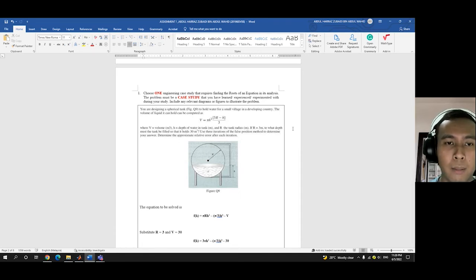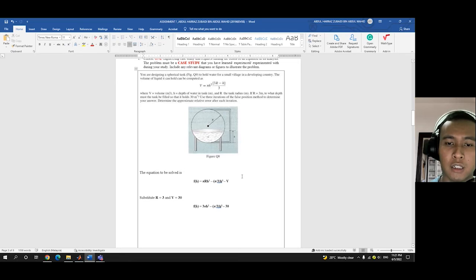Today, I'm going to explain our case study. In this case study, we need to find the depth of water in the water tank when the volume of water in the spherical water tank is 30 meter cubic. Given the general equation, which is volume equal to pi h squared times 3r minus h, divided by 3.